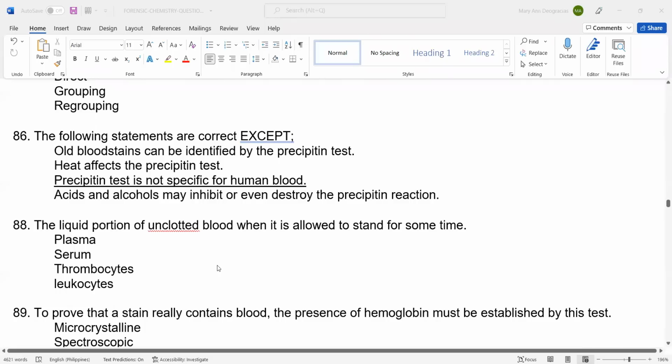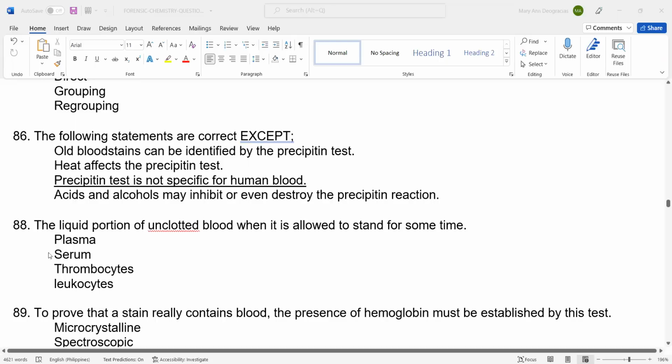Then number 88, the liquid portion of the unclotted blood when it is allowed to stand for some time. Anong sagot yan? Unclotted blood. So, ang pagpipilian lang naman natin yan, clotted saka unclotted. When it is allowed to stand for some time, then the blood will settle down, halimbawa sa test tube yan. Ang sagot dito is the plasma. Pag clotted blood, it is a serum.